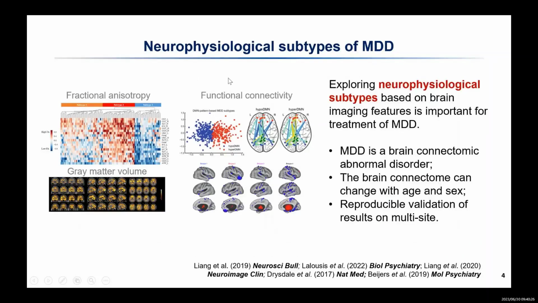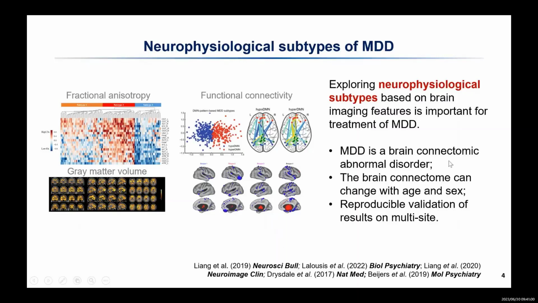These observations have recently led to an increased focus on the investigation of neurophysiological subtypes based on multimodal imaging features. For example, the FA from DTI, the gray matter volume from T1, and the functional connectivity from resting state functional MRI. These studies have shown many important findings, such as the subtype differences in functional connectivity of default mode, limbic, and subcortical areas. And they also suggest the potential clinical application of neurophysiological subtypes.